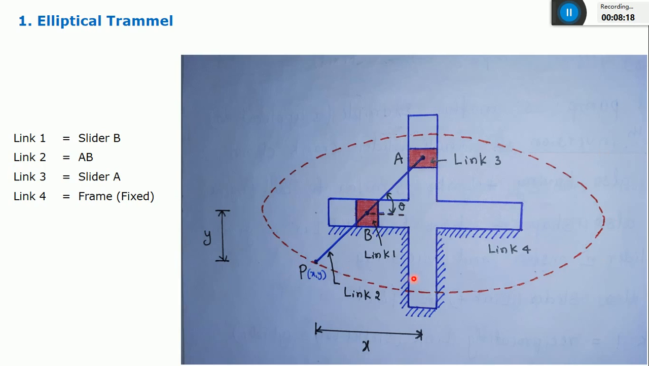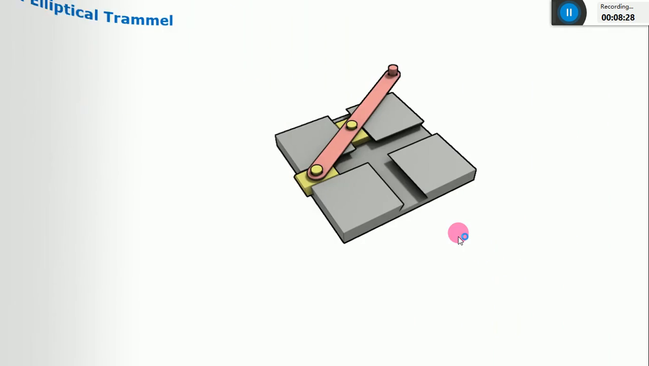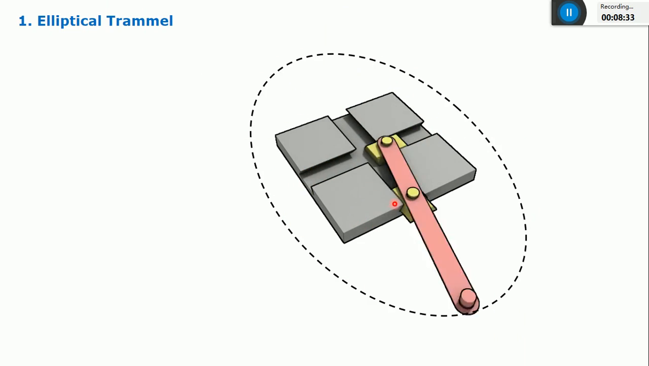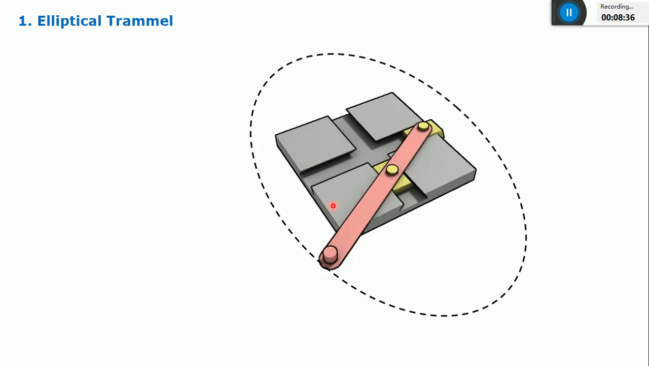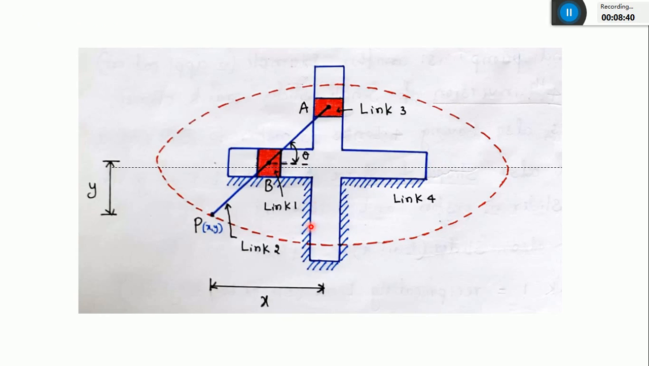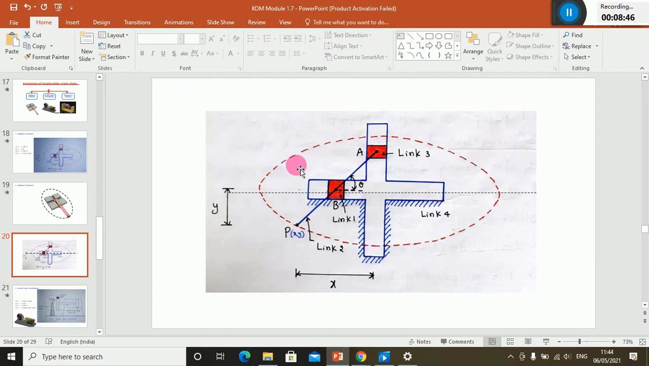The coordinates of this point P are X and Y. So the center, you can take this as the origin, and this is X and this is Y. Okay. And this was the animation you can see. Now we have also proved, by using the equation, with some derivation, that the path traced by this point P is an ellipse.